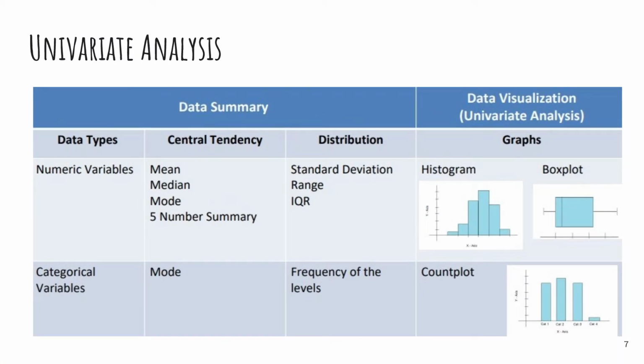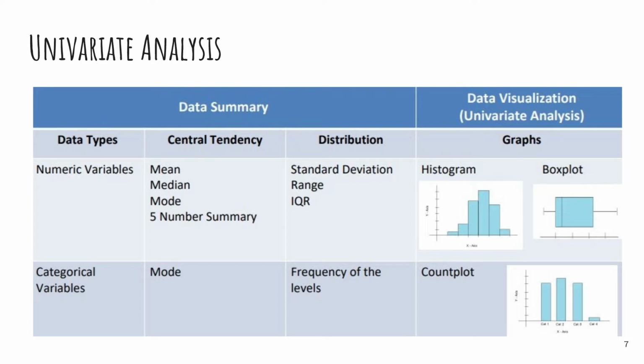One, we want to look at the distribution of data inside a single column: standard deviation, the range of data, the interquartile range. And we also want to look at the central tendency. Univariate analysis applies to both numeric data, both continuous and discrete, as well as qualitative data, sorry, I meant qualitative data, both ordinal and categorical data.